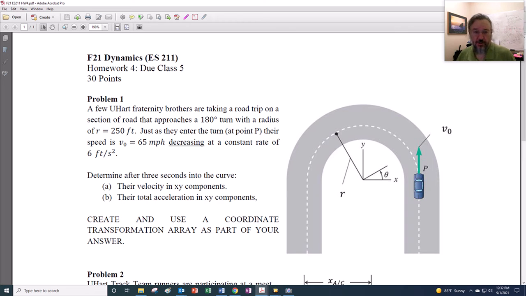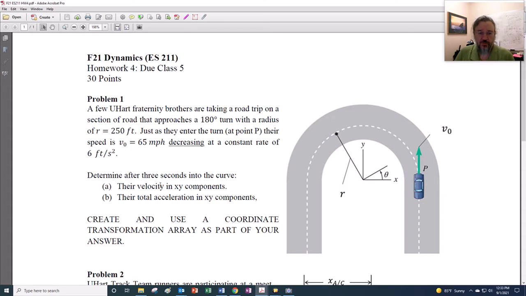This is homework number 4, problem 1. We have some U-Hart fraternity brothers on a road trip. They're driving in this car at point P, and they're about to make a 180-degree turn. This turn has a radius of 250 feet. Just as they're about to enter the turn, they're traveling at 65 miles per hour, but they're slowing down. Their speed is decreasing at 6 feet per second squared.